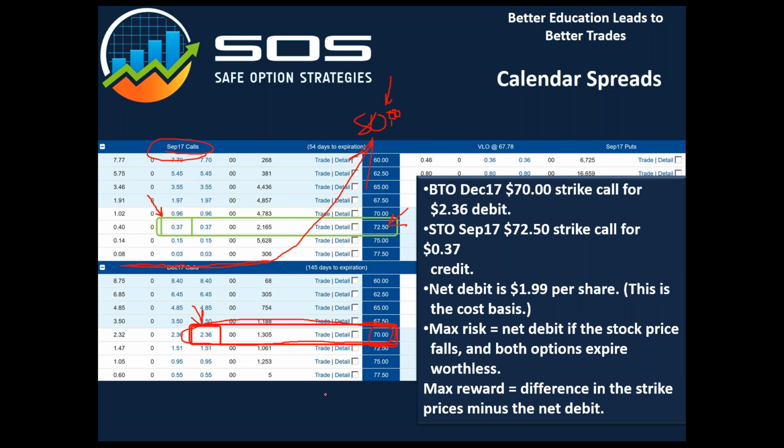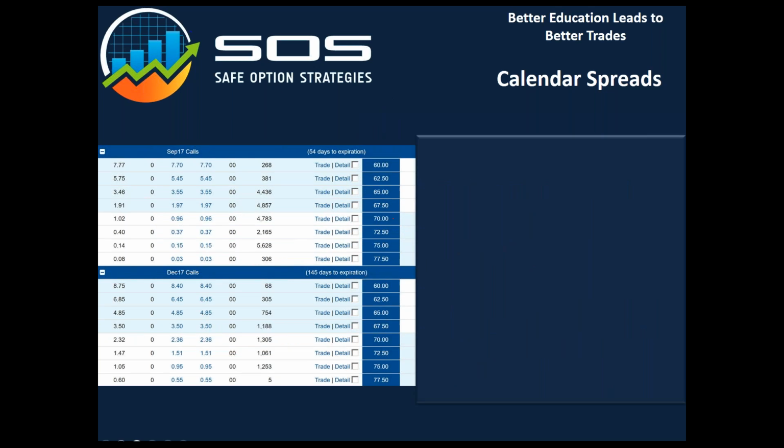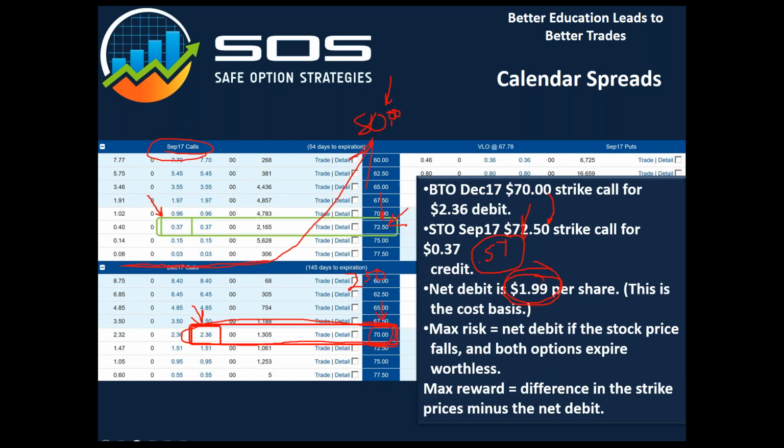Make sense? So if we got called out at 72.50, but we have the right to buy at 70, we'll make $2.50 per share. But it cost us $1.99 to be in this whole trade to begin with. So we're going to make 51 cents. Now, this is a good thing when the difference between your strike prices is greater than what you paid to be in the trade. Now, I'm going to warn you right now, you cannot always find that in calendar spreads. That will not always be the case in a calendar spread.